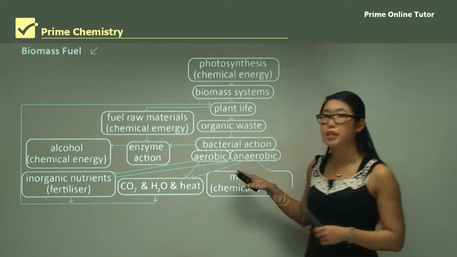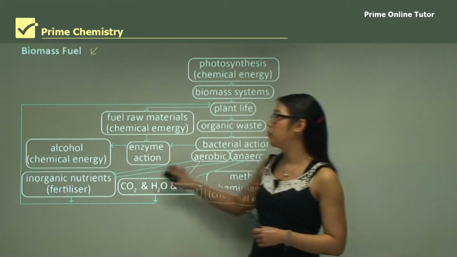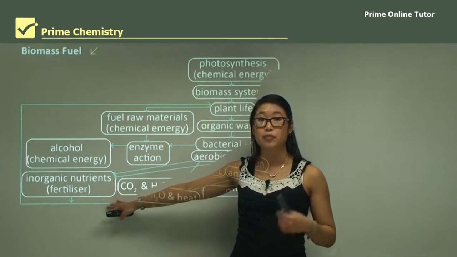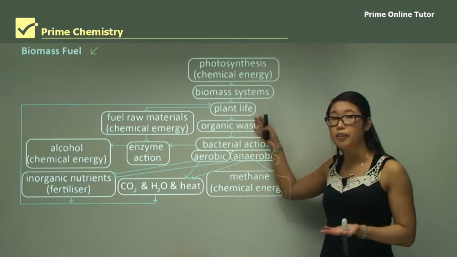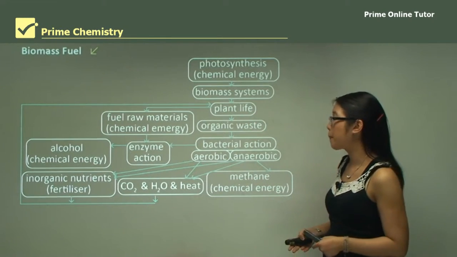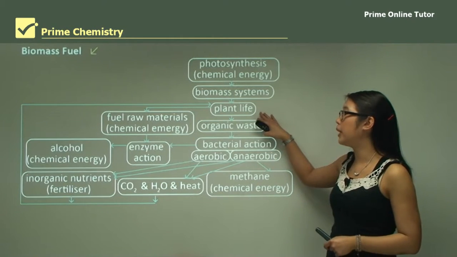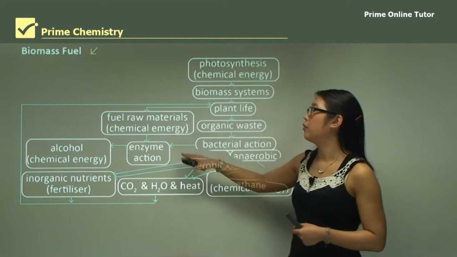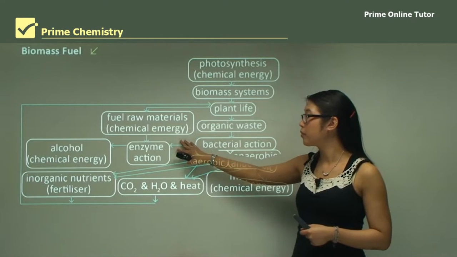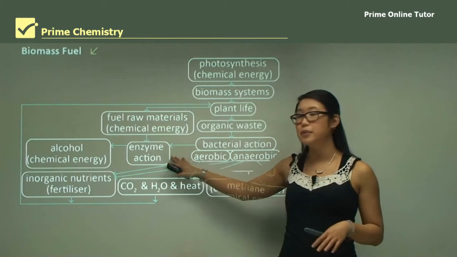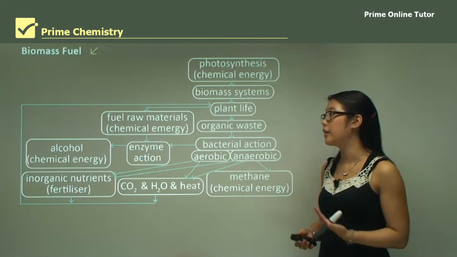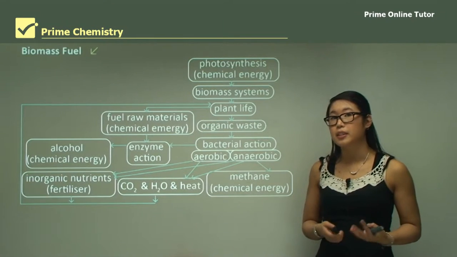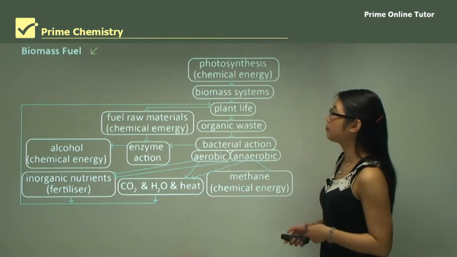Also, when we decompose plants, we form inorganic nutrients such as in fertilizers, and this can then also be used back by plants that are alive to make more sugars. We can also get plants that are alive to make raw materials for fuel, and using certain enzymes, we can create alcohol. So alcohol is another fuel, and that can be burnt and combusted to give us heat energy.